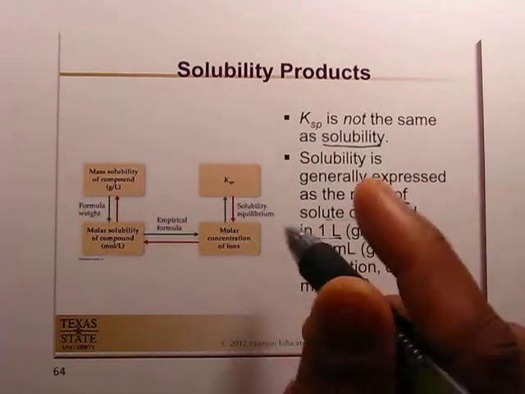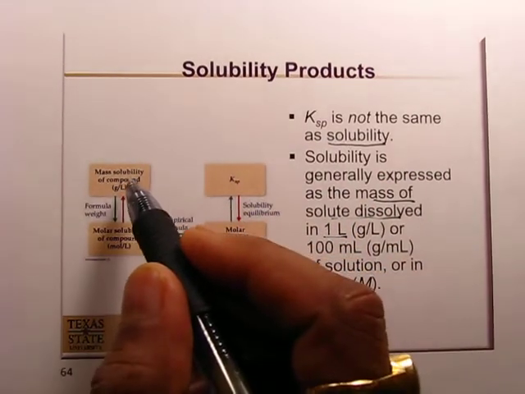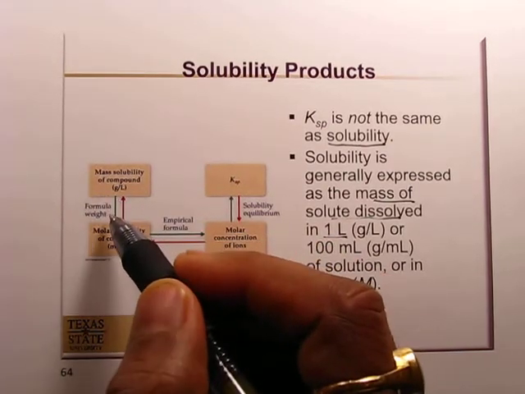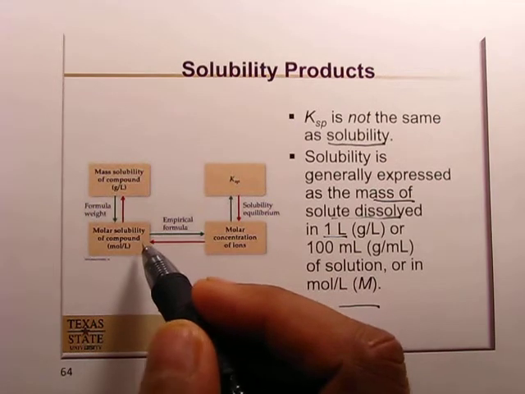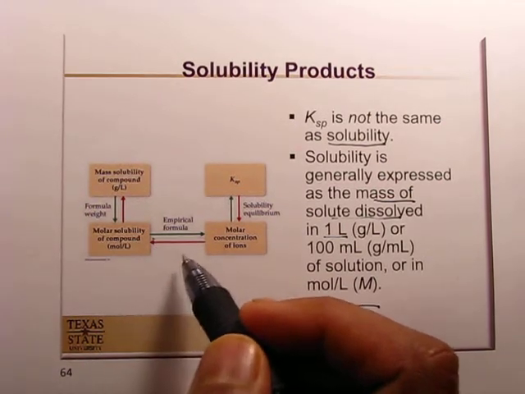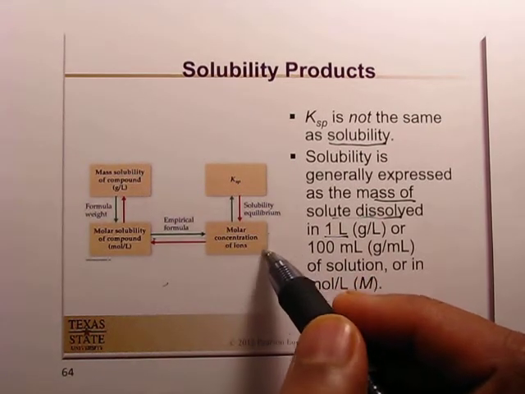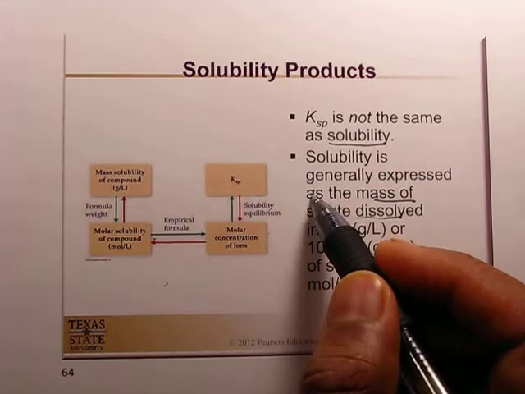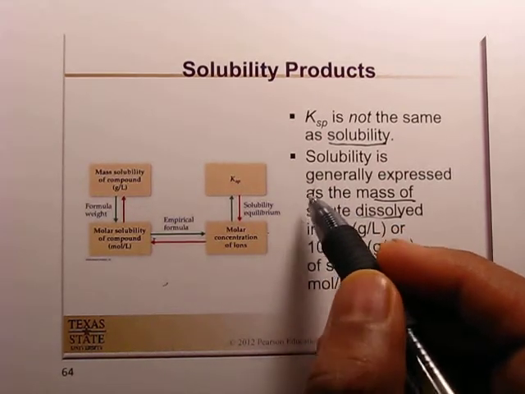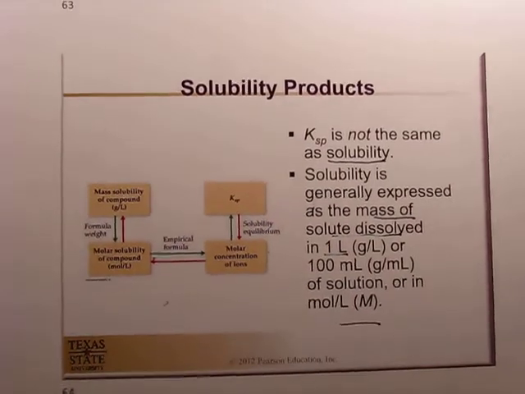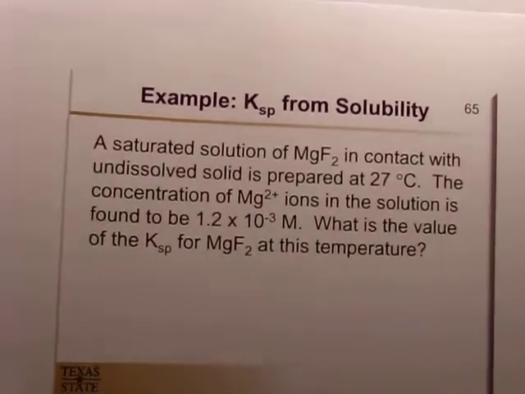And regarding the solubility product, what we have to do is find the mass solubility of the compound in gram per liter, using the formula weight. We can convert that into the molar solubility of the compound, mole per liter, then using the empirical formula, the molar concentration of the ions, and then we can find the solubility equilibrium. So this is the flow chart we are going to use. Let's solve a few examples to understand this formula.